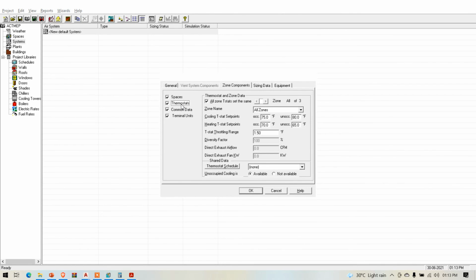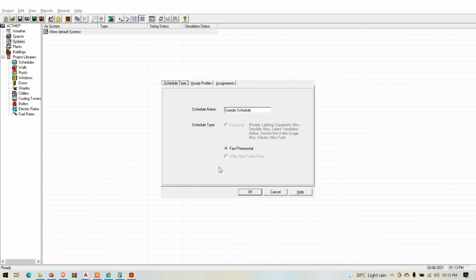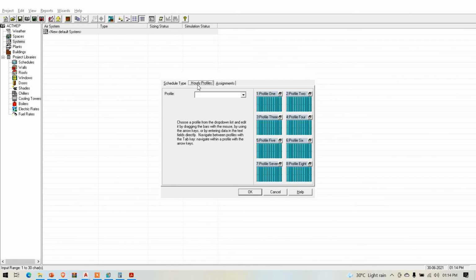So how many hours the machine has to run. See here they are giving us cooling as well as heating, which is the occupation. So whenever the people are there, then it has to give cooling of 75 degrees Fahrenheit, which is the human comfort level temperature for the heating time as well as the cooling time. And here we have an option called thermostat schedule. Select this thermostat schedule, and here we can give a schedule time of 9 to 4.